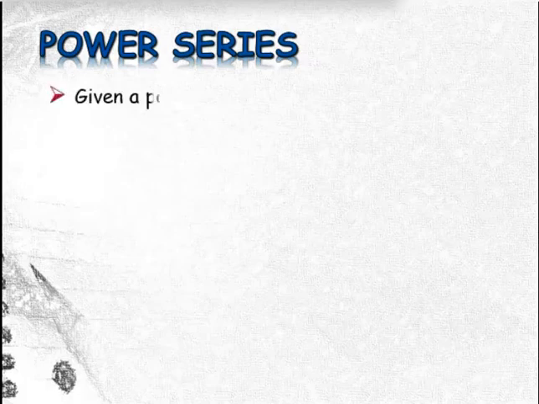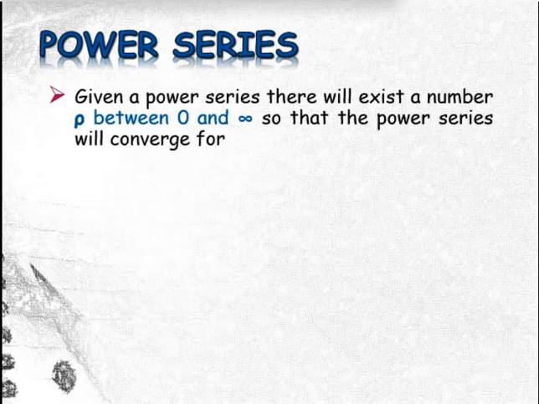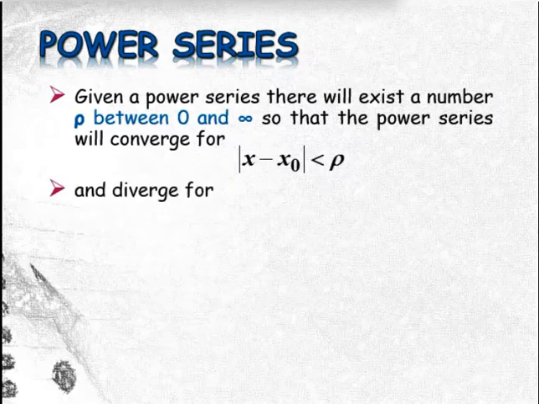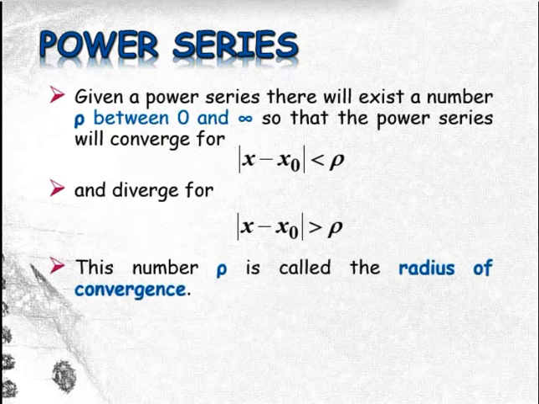Now, what happens if the power series is not in geometric series form? What is the radius of convergence of the given power series? Given a power series, there will exist a number rho between 0 and infinity so that the power series will converge for the absolute value of x minus x sub 0 less than rho, and will diverge for the absolute value of x minus x sub 0 greater than rho. This number rho is called the radius of convergence.